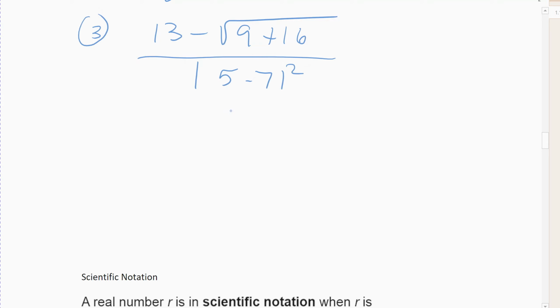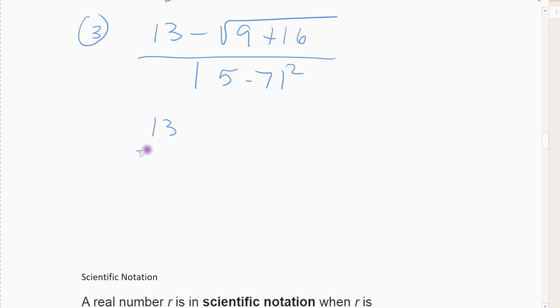Right, so again, there's actually 3 sets of groups here. You always start with the innermost group and work yourself out. So the innermost groups are the 9 plus the 16 inside the square root, and the 5 minus the 7 inside the absolute value. There actually is another group, this group here above the fraction, and this group here below the fraction. And so we'll take care of those when we get to them. First thing I'm going to do, though, is take care of the 9 plus 16 in the square root and the 5 minus 7 in the absolute value.